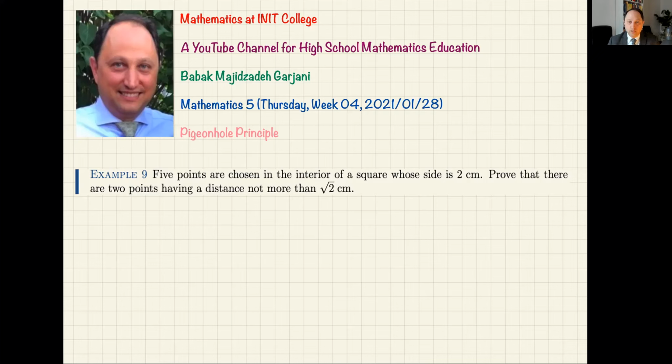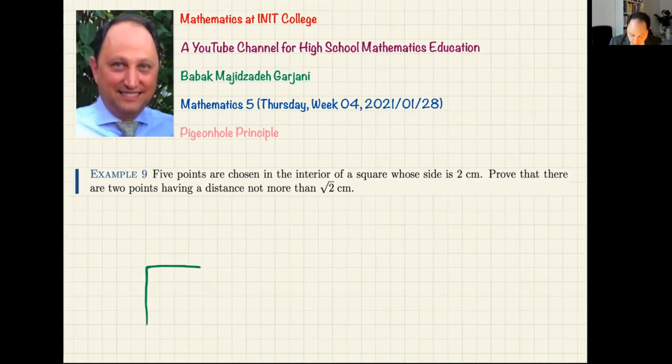So is the question clear? I have a square whose side is 2 centimeters. Let me draw it for you. Let me consider each one of these grids as 1 centimeter. Let me take it as 4 so that it becomes easier to see. So let us consider this square.